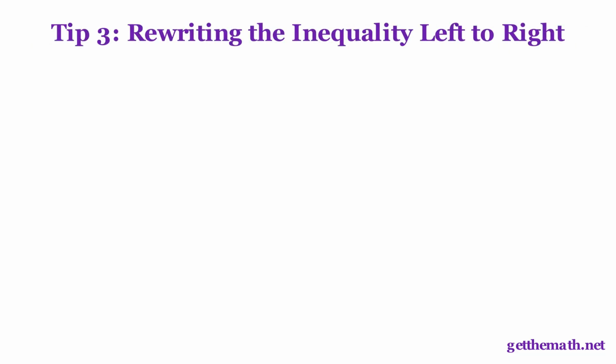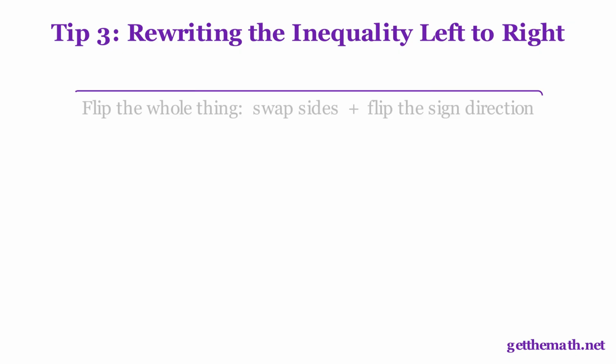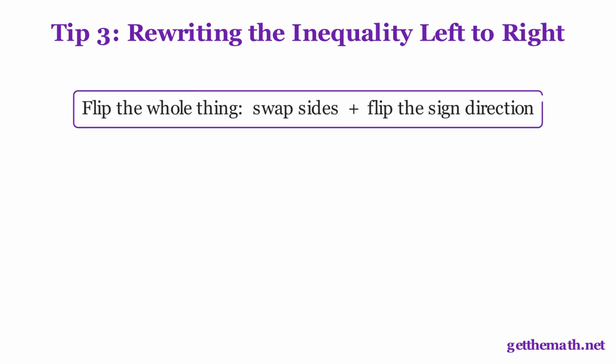Tip number 3, rewriting the inequality from left to right. When x ends up on the right side, just flip the entire inequality around. Whatever was on the right goes to the left, and whatever was on the left goes to the right. And the inequality sign flips direction too.